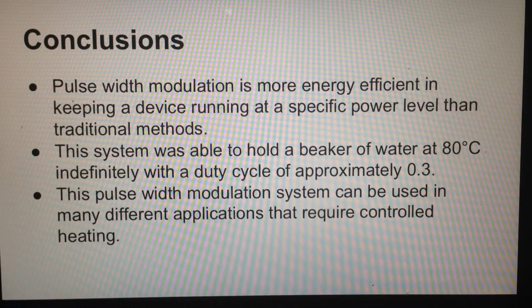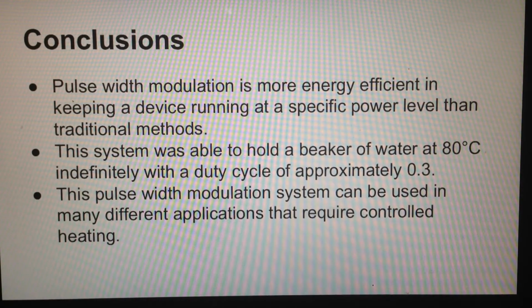So in conclusion, pulse width modulation is more energy efficient in keeping a device running at a specific power level than traditional methods. Our system was able to hold a beaker of water at 80 degrees Celsius indefinitely with a duty cycle of approximately 0.3. This pulse width modulation system can be used in many different applications that require controlled heating, for example, preheating an oven, or in experiments that require controlled heating of a substance.